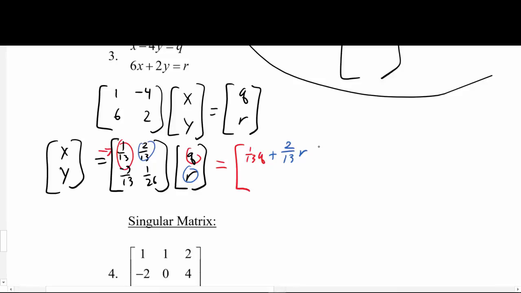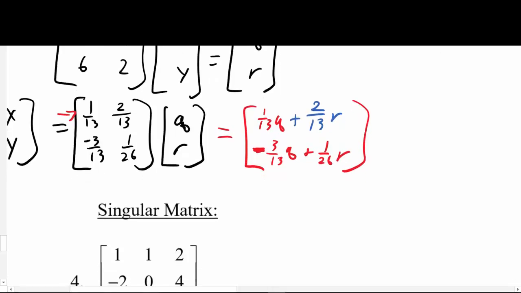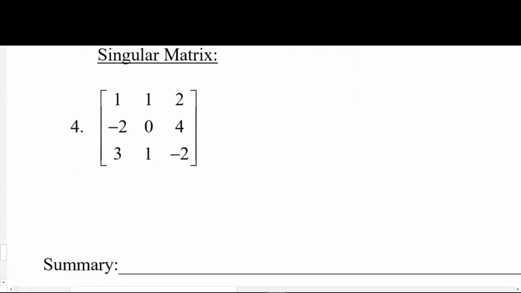So now for the bottom row, and it's just one column. The bottom row would be -3/13 times Q, plus 1/26 R. And you're done. That's your multiplication. We're finished. Do you get how easy it is? Even though there's fractions, it's not that scary. Not a big deal.